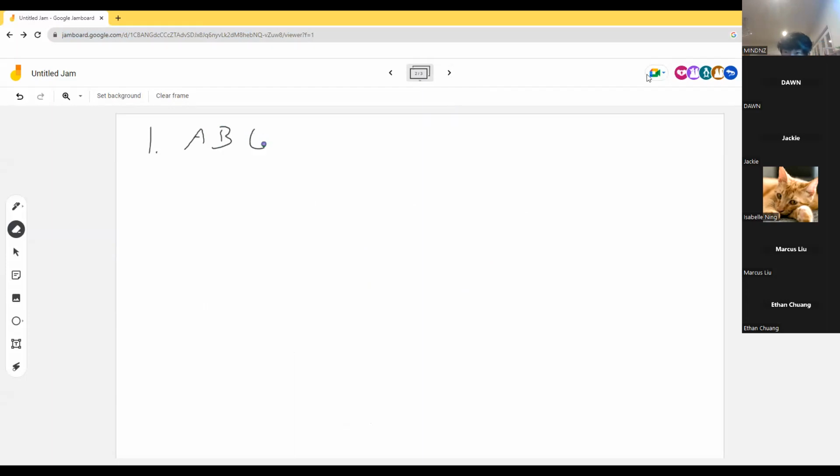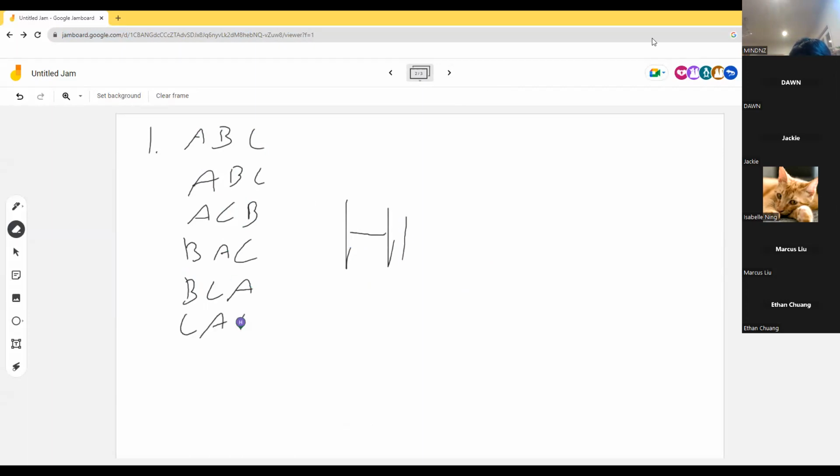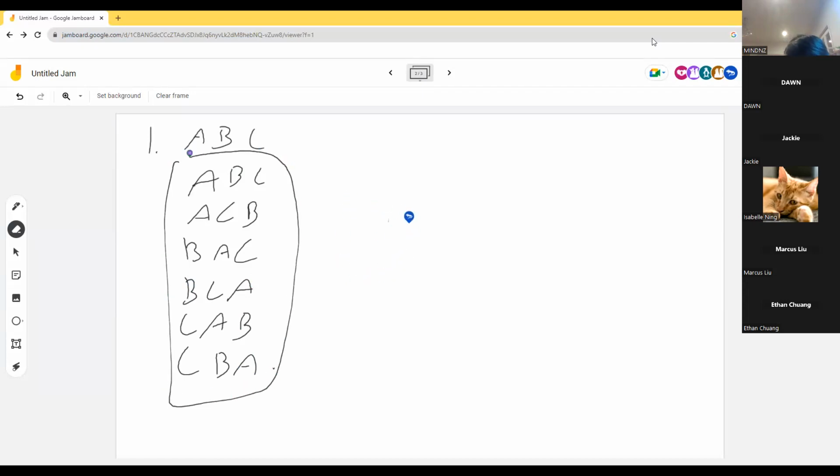So we try to figure it out. We have ABC, ACB, BAC, BCA, CAB, and CBA. Okay, there are no other reorderings. And the way to prove that is if the first letter starts with A, then we got these two. And then the second letter can be B or C. So there's only those two possibilities.